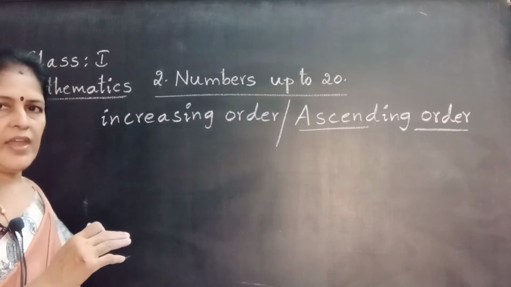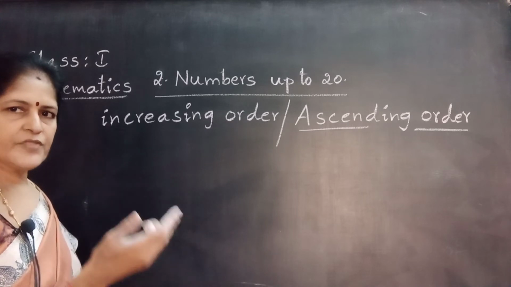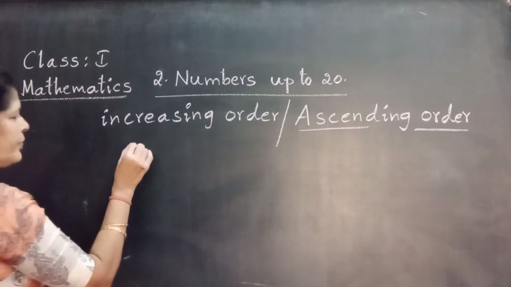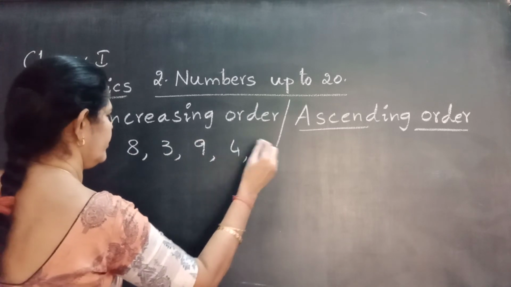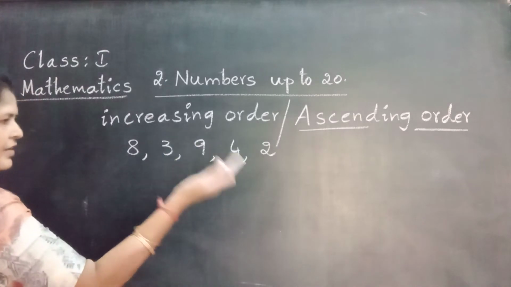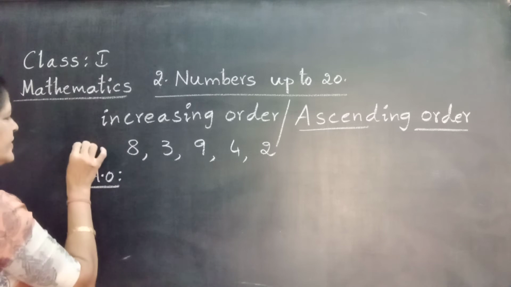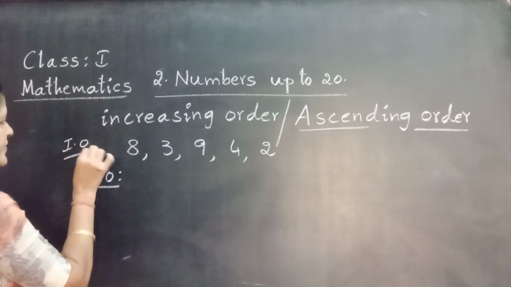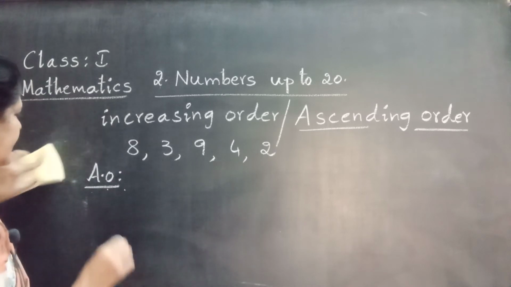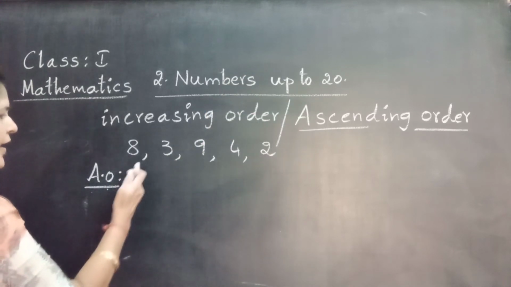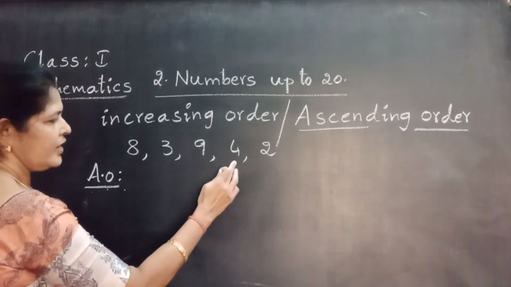We arrange the given numbers from small to big. Example, 8, 3, 9, 4, 2. Now arrange the given numbers in increasing order or ascending order. Increasing order and ascending order are both the same. We are going to use the word ascending order. Arrange the numbers from small to big. 8, 3, 9, 4, 2.